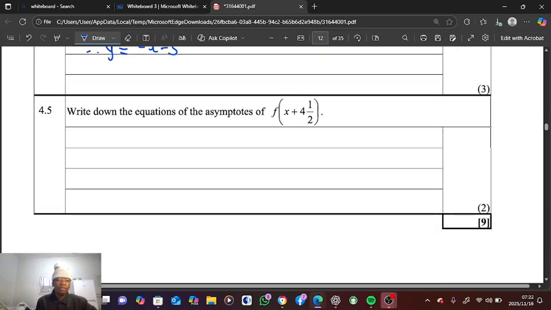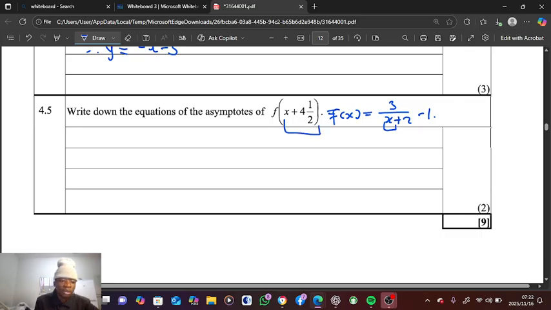Then we move to 4.5. It says write down the equation of the asymptote of f(x). So we know that if f(x) is now changed to f(x + 4 1/2), our x will change to x + 4 1/2. Remember our f(x) was equal to 3 over x + 2, minus 1. So wherever we see x, we're going to include the shift.